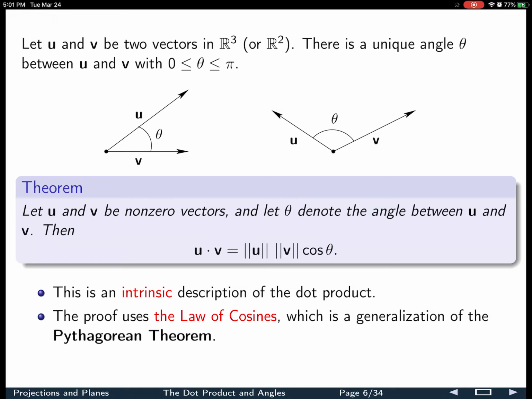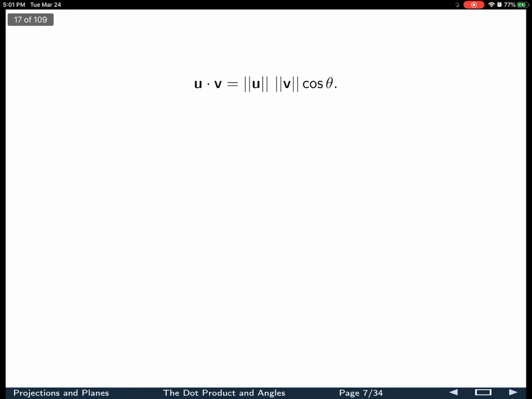Right, and the proof of this would use the law of cosines. As we'll see later, when we start projecting things, I've got another way of looking at this and understanding what the dot product really means. So hopefully I remember to explain it then. I will explain it then. Let's keep going.